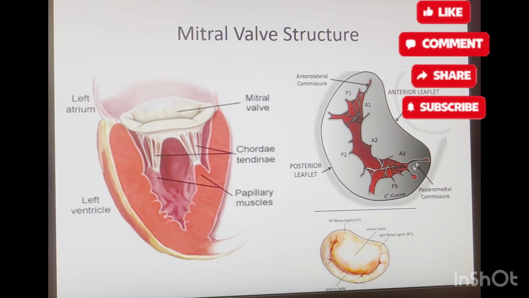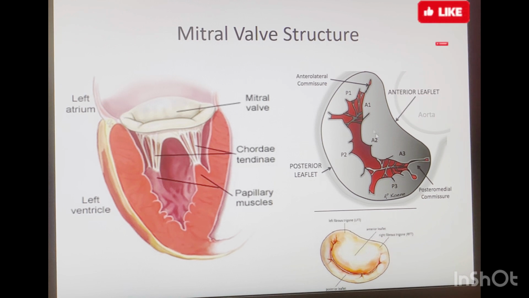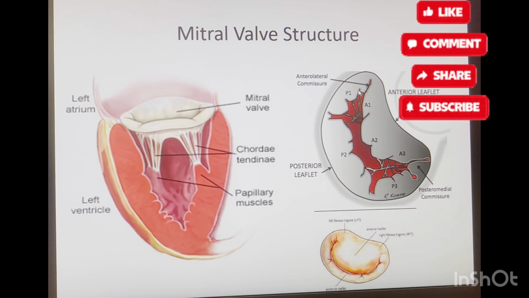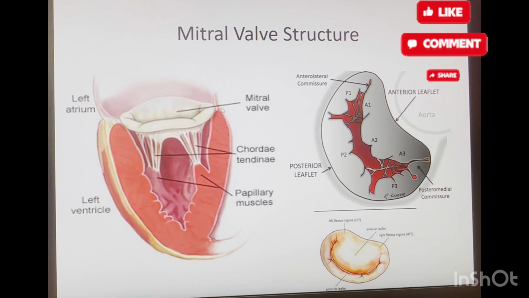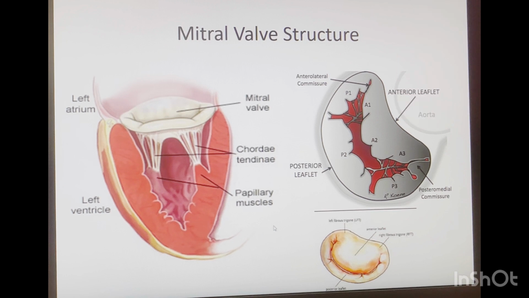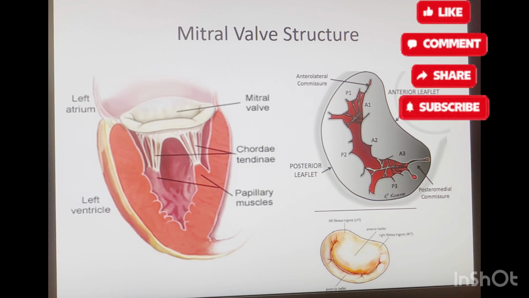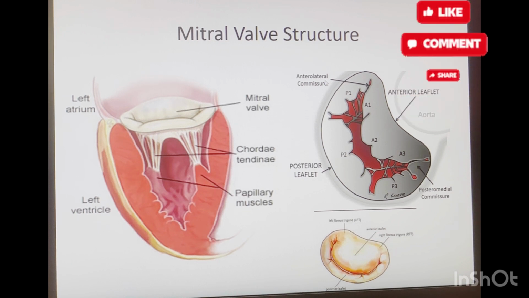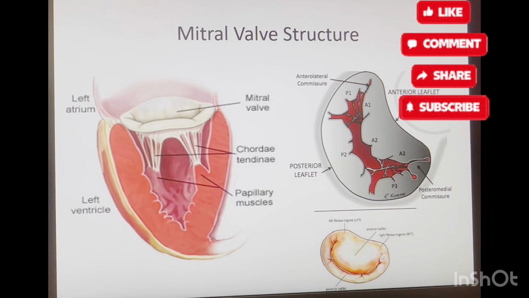If we talk about the mitral valve itself, the mitral valve consists of two leaflets, as I told you earlier. This is your anterior leaflet, this is your posterior leaflet. The anterior leaflet is attached to the anterior annulus, and the posterior is attached to the posterior annulus. And then you talk about the commissures. This is your posteromedial commissure, and this is your anterolateral commissure.